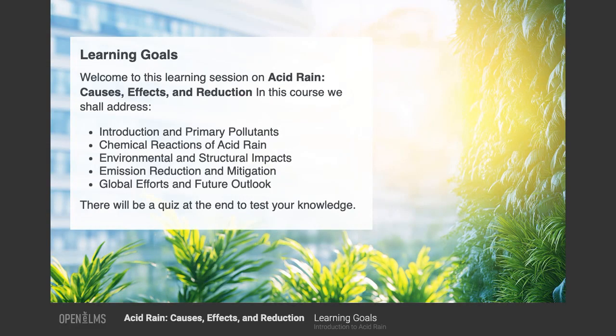Learning Goals. Welcome to this learning session on acid rain: causes, effects, and reduction. In this course, we shall address introduction and primary pollutants, chemical reactions of acid rain, environmental and structural impacts, emission reduction and mitigation, global efforts and future outlook. There will be a quiz at the end to test your knowledge.